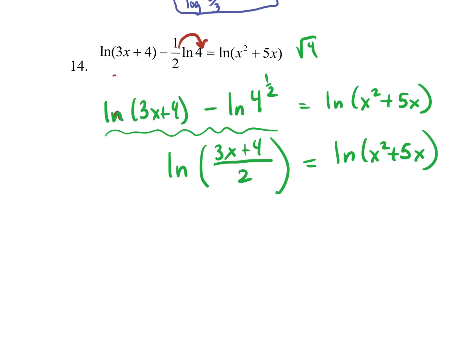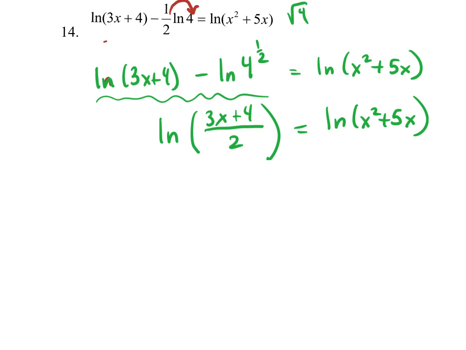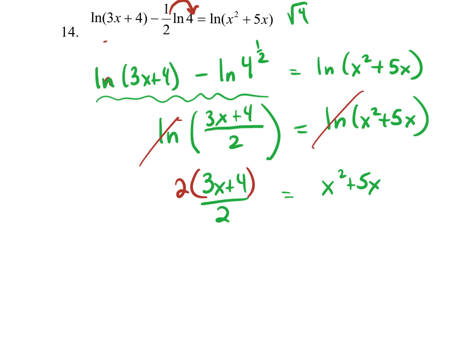So now we have 1 log on each side. This is very different than the problem we just did on the left, number 13, because that one, not all the terms had logs. Since all these have logs, I can just simply cross it out. So I get 3x plus 4 divided by 2 equals x squared plus 5x. So I definitely have a quadratic because I have a square. So I'm going to multiply both sides by 2 just to get rid of this 2. So I'll get 3x plus 4 equals 2x squared plus 10x.